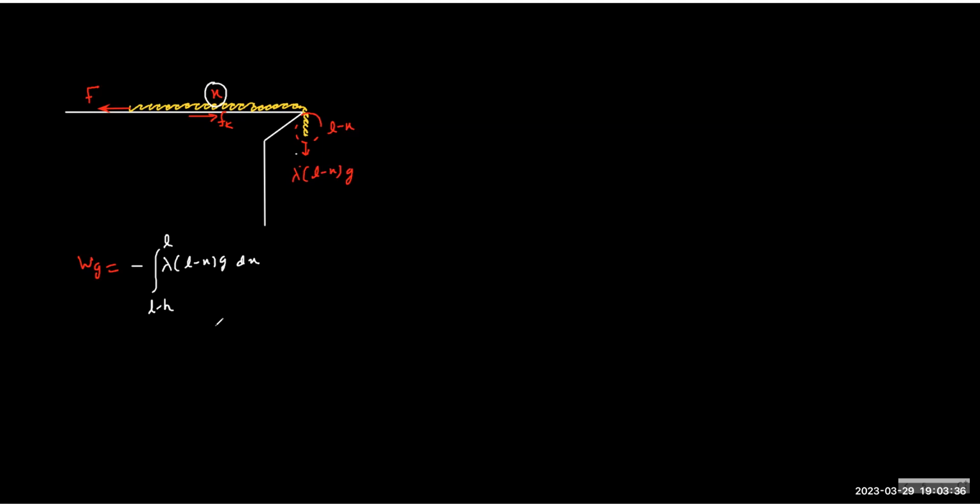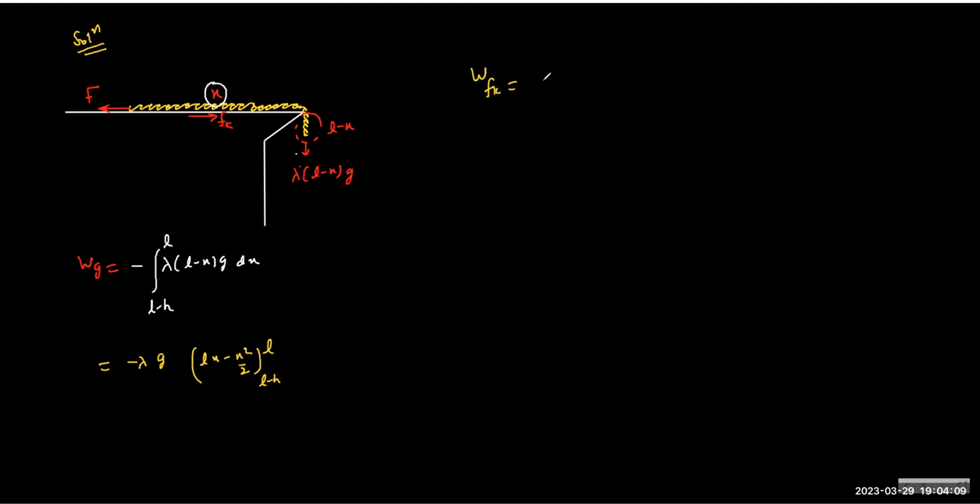Yes, sir. Okay, so now you can integrate. I will keep lambda as lambda. So lambda g common, and integral of (L minus x) is Lx minus x square by 2. And this is very cumbersome, with limits L minus H. So this is the solution to the previous problem. And then what you do next is work done by friction.